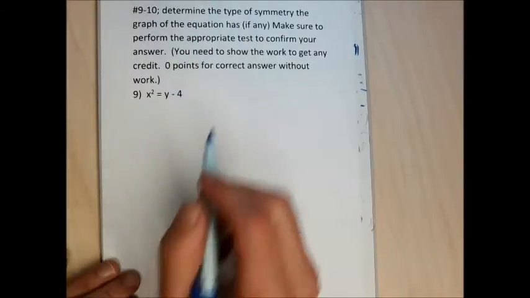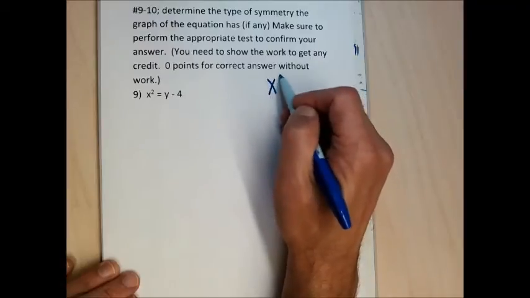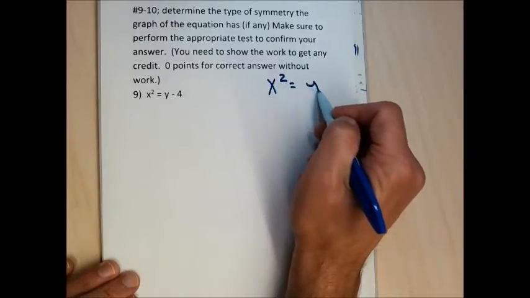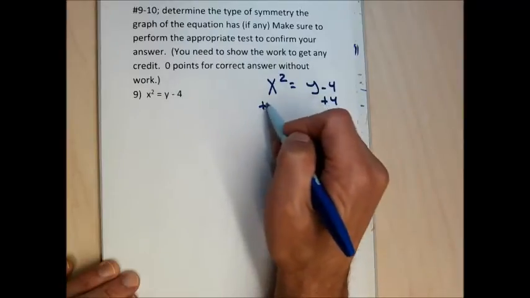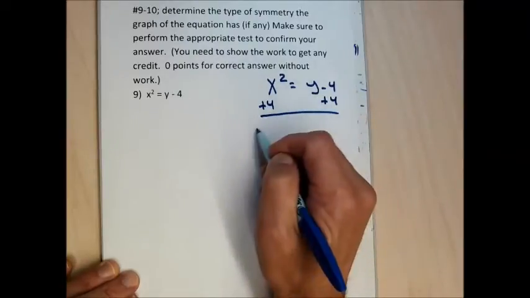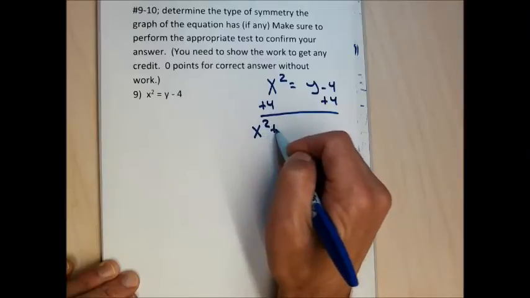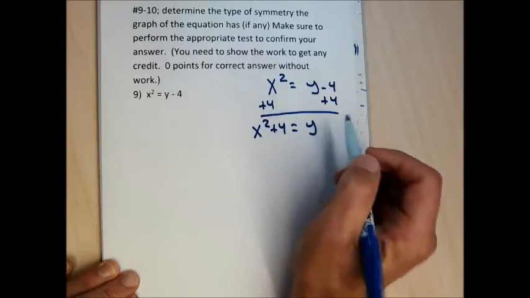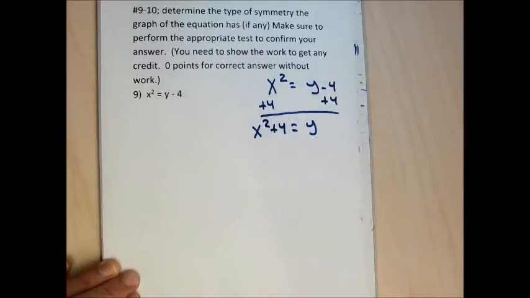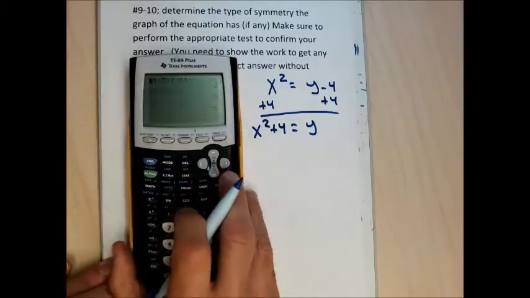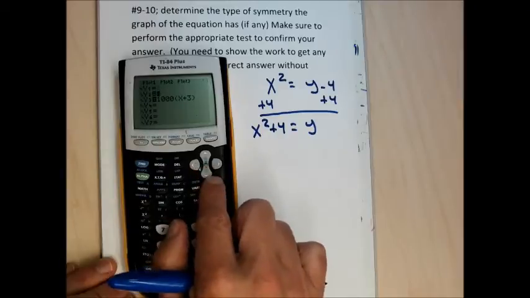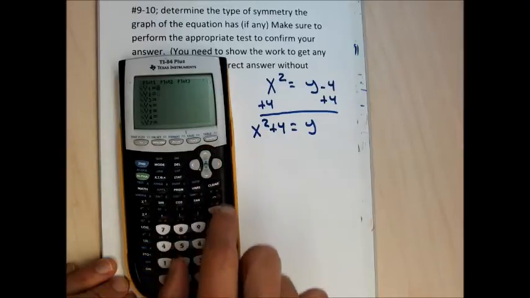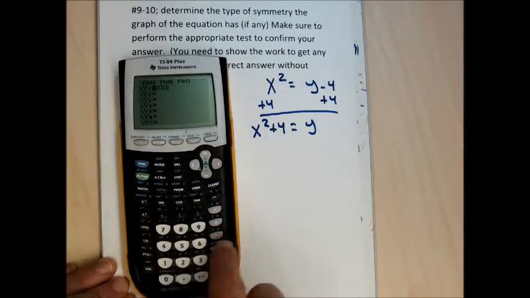So let me go ahead and take this equation and solve it for y, so I can graph it on my calculator. And this one's real easy to solve for y. When I solve it for y, I get x squared plus 4 equals y. I'm going to go ahead and graph this and see if it looks like the graph has y-axis symmetry. So in my y equals, I'm just going to put the equation x squared plus 4.